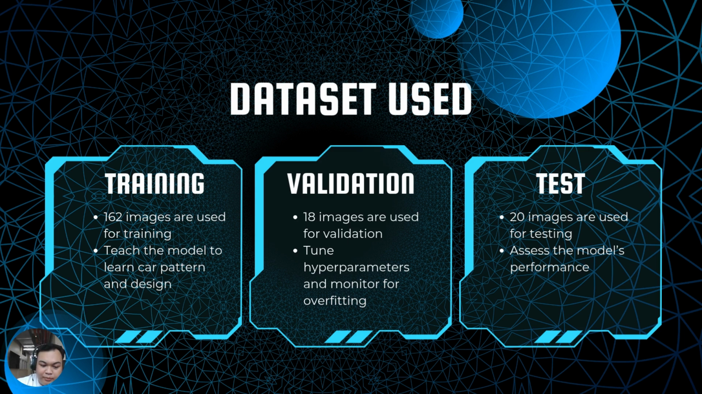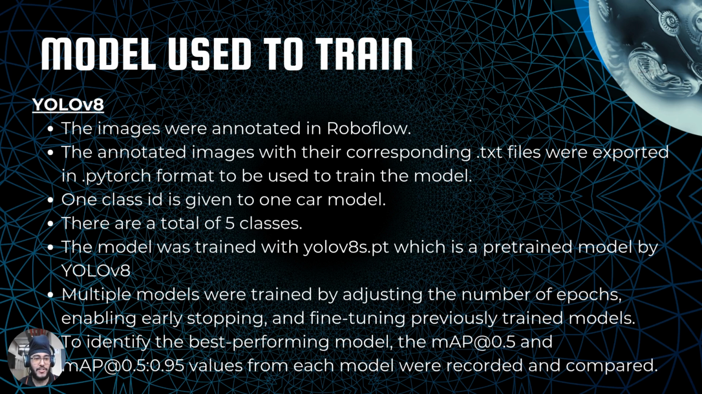Next, 18 images are used for validation. This dataset is used to tune the hyperparameters and monitor overfitting. And lastly, 20 images will be used for testing the model. This dataset is used to assess the model performance in detecting the car model. Next, I will pass to Govin.